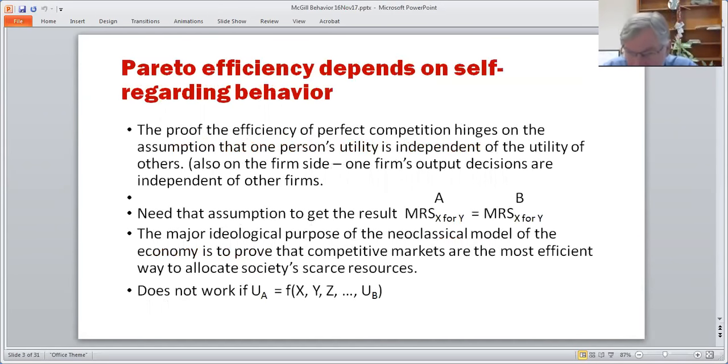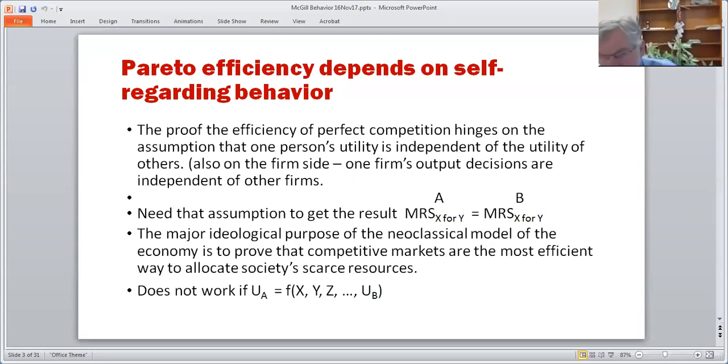Okay, so there's a highly stylized mathematical proof of this. It has an important ideological purpose, and that is to show that competitive markets are the best way for society to allocate its scarce resources. It seems really esoteric, but it really is the scientific underpinning of the policies that most economists advocate: get the prices right and let the market take care of it.